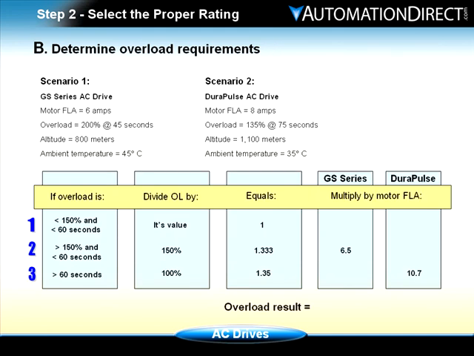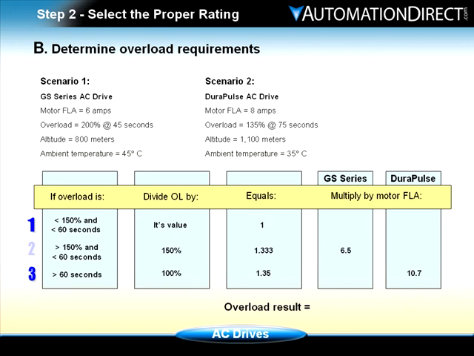There are 3 different conditions used to calculate the overload requirements. 1. If the overload is less than 150% for less than 60 seconds, divide by its value, which should always equal 1, then multiply by the motor full load amps.